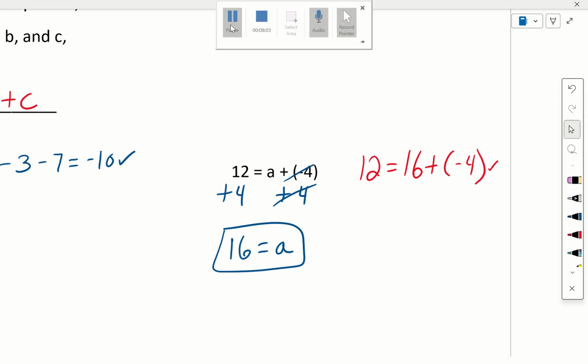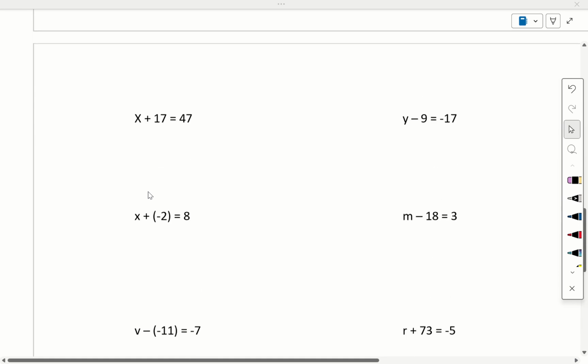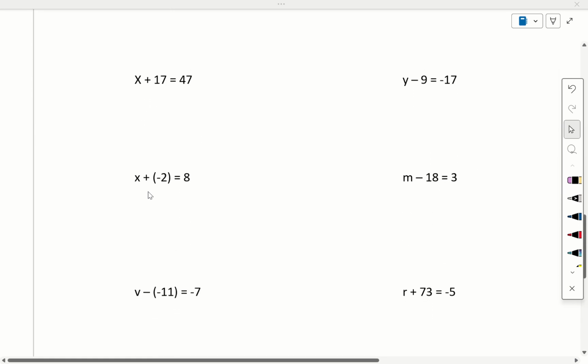Very good. All right, here we have some more practice. Feel free to pause this video and solve each of these. I'm just going to start working through them, so feel free to pause and work through them as needed. All right, we want to get this x by itself. So the way we do that is we subtract 17 from the left, we subtract 17 from the right, and we get x equals 47 minus 17, which is 30. So x is equal to 30. We're going to check this. 30 plus 17 is in fact equal to 47, so that checks out.